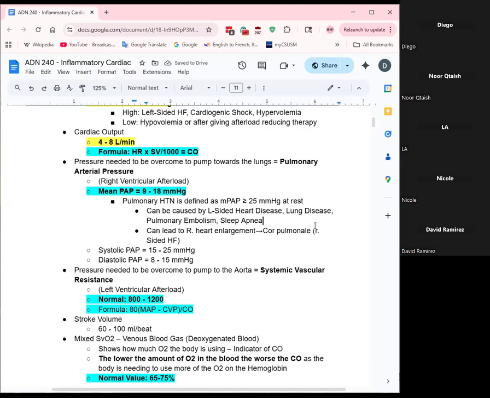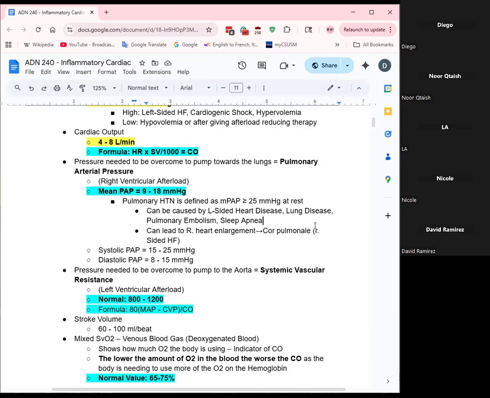Sleep apnea could cause a buildup of pressure because you're not breathing throughout the night. You become a bit ischemic, so compensation-wise, your lungs start constricting, so it ends up building a lot of pressure in your lungs.